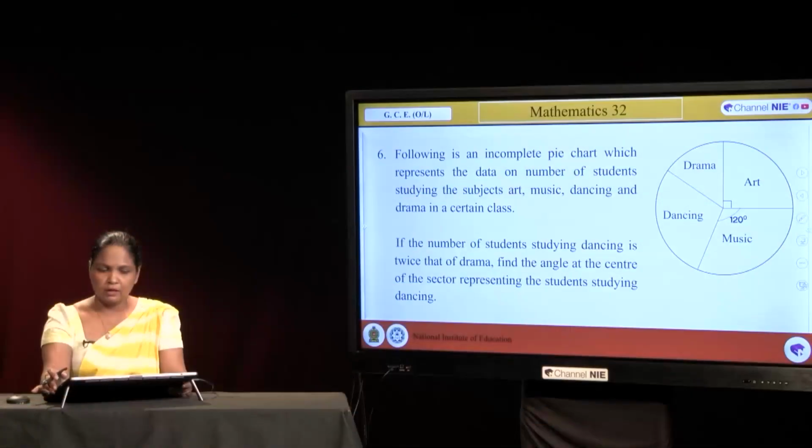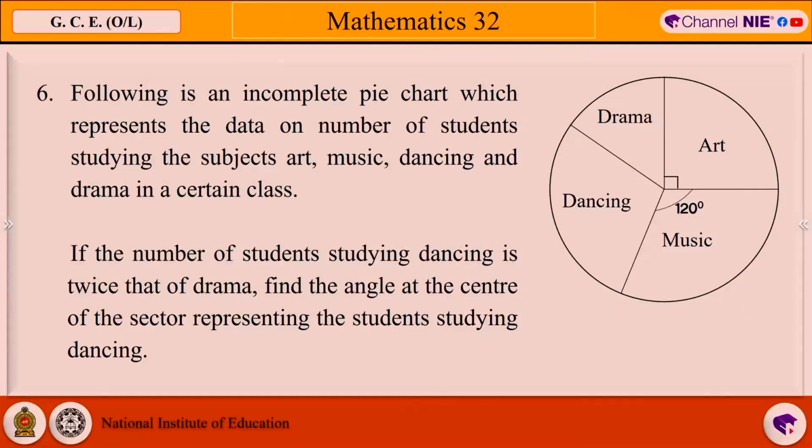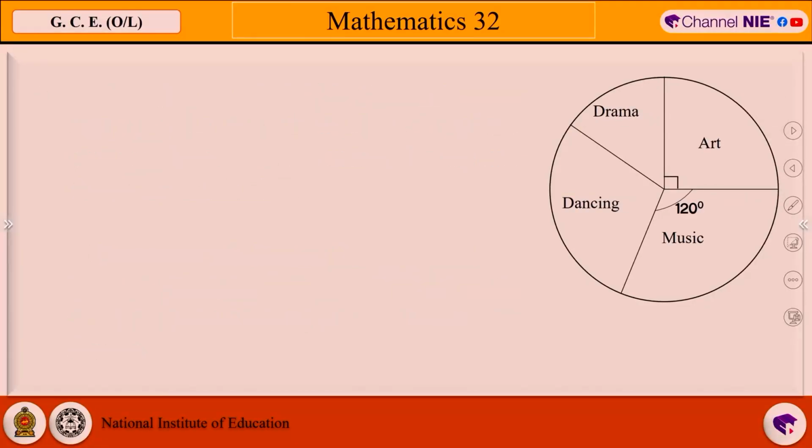Right. Now, we are in the 6th question. It says, following is an incomplete pie chart which represents the data on number of students studying the subjects art, music, dancing and drama in a certain class. If the number of students studying dancing is twice that of drama, find the angle at the center of the sector representing the students studying dancing. Again, you have a relationship between the angle at the center of the sector representing drama and dancing. So, using that relationship, you can obtain the answer.